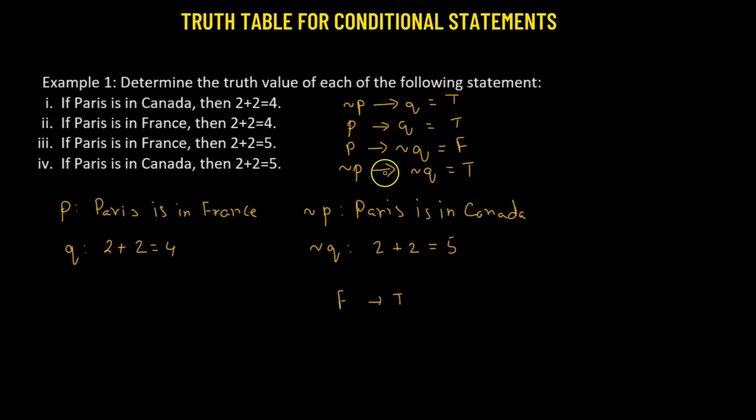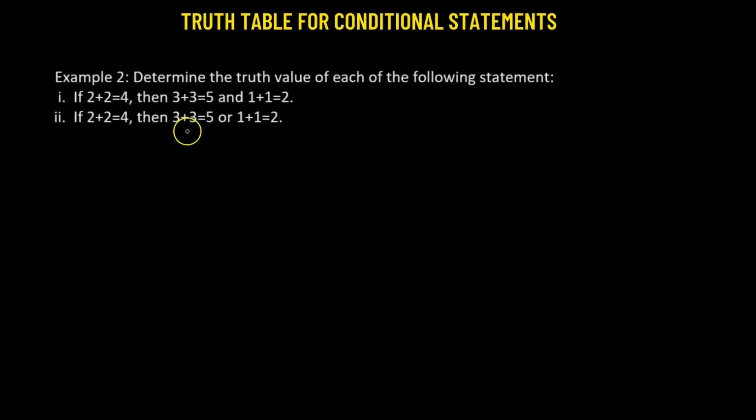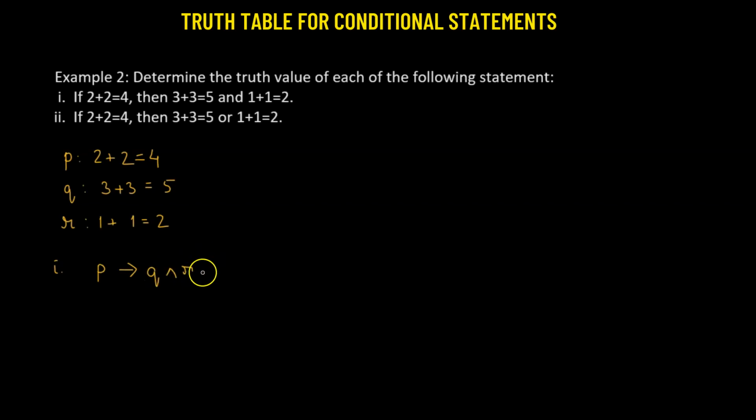Let's go to the next problem. So here we have 2 statements. So let's begin one by one. So we'll consider the statement P as 2 plus 2 equals 4. Then we have the second statement Q, which states that 3 plus 3 equals 5. And we consider the third statement denoted by R. It says that 1 plus 1 equals 2. Now if we write statement 1 in symbolic form, that will be if P, this implies 3 plus 3 equals 5, which is the statement Q. We have a conjunction with the statement R.